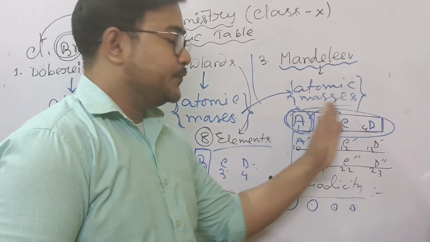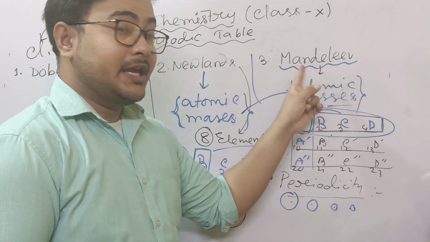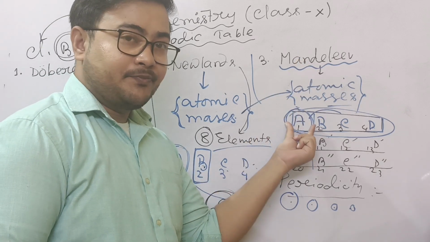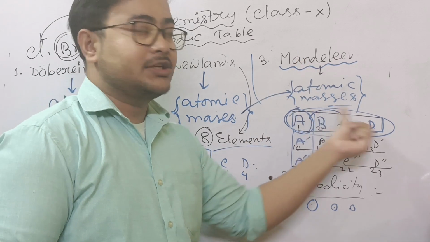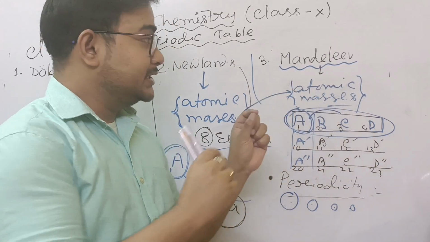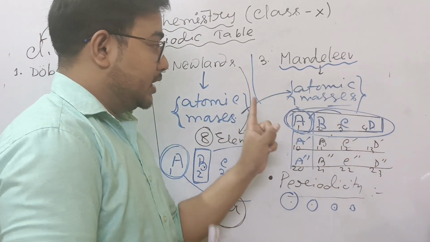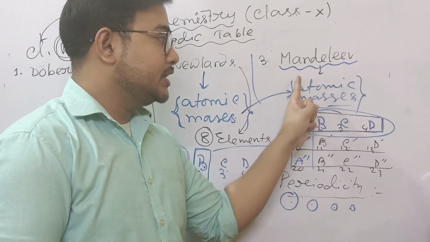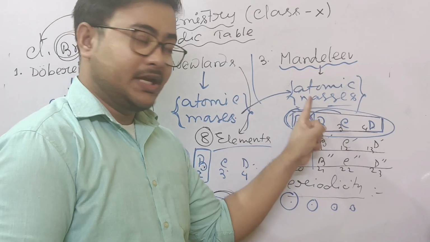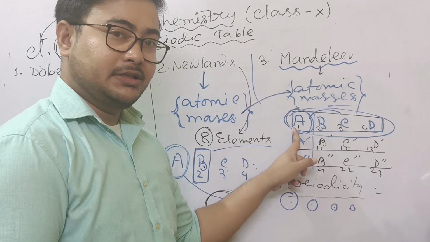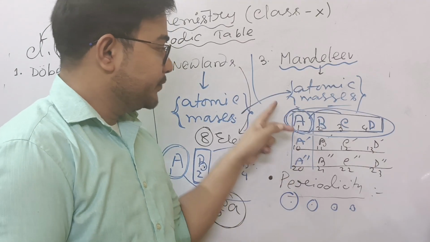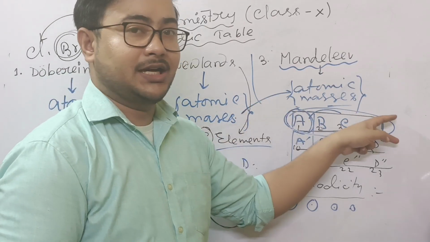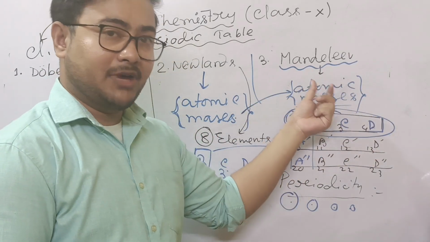So as you move left to right, what is the Mendeleev periodic law again? Their properties are the periodic function of their atomic masses. This is a very important and good word. As we arrange the elements with respect to their atomic masses, then the properties of the particular element are the periodic function of their atomic masses.